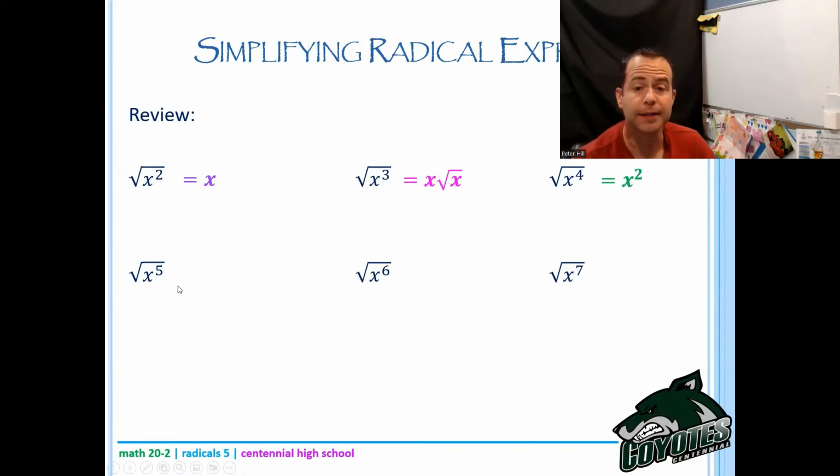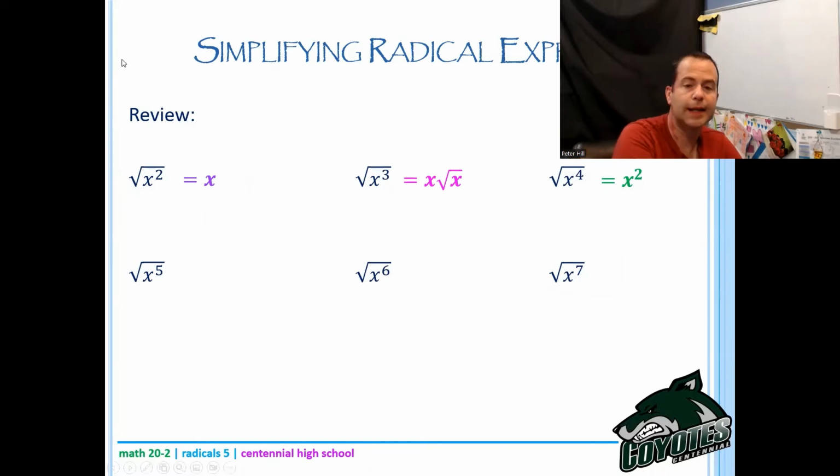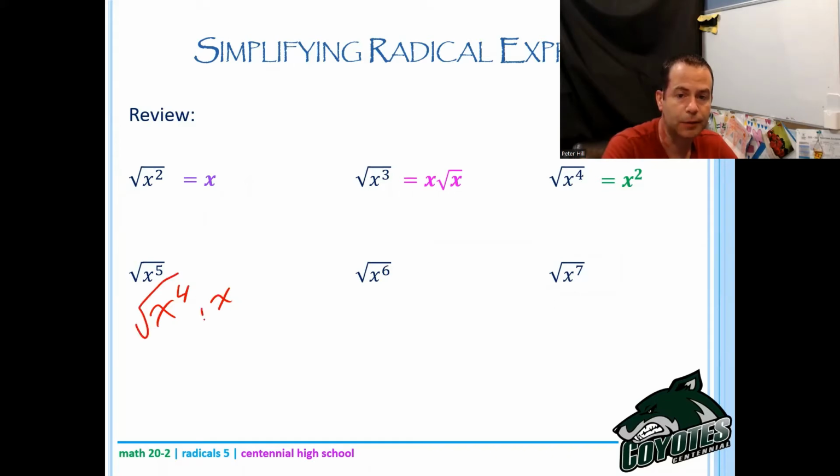Then the root of x to the 5. If I have the root of x to the 5, why can't I just say that's going to be x to the 4 times x? And then they're both under roots right now, right? So if they're both under roots, the root of x to the 4 is x squared. So I end up with the root of x squared times x.